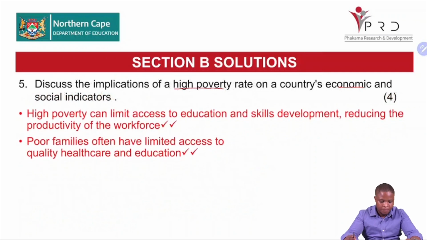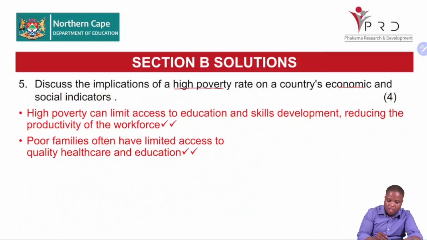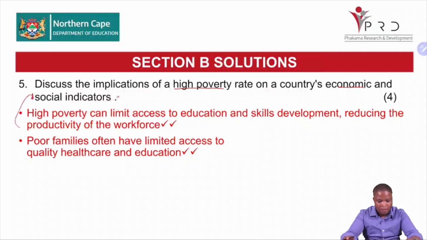High poverty can limit access to education and skills development, reducing productivity of the workforce. So this is affecting the social indicator, right? Poor families often have limited access to quality healthcare and education. This is affecting what? The same indicator, meaning that if there is a high poverty level, then our standard of living will be low.